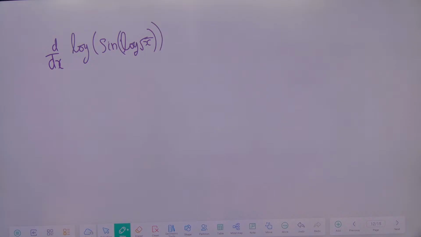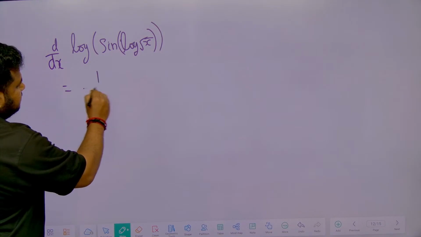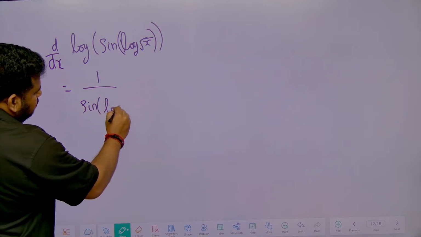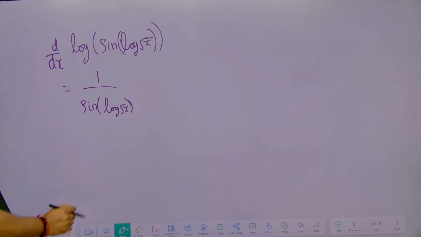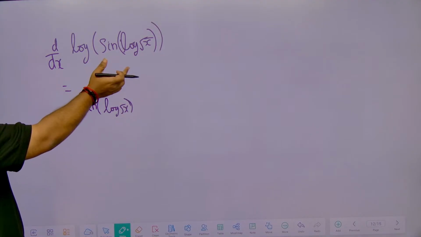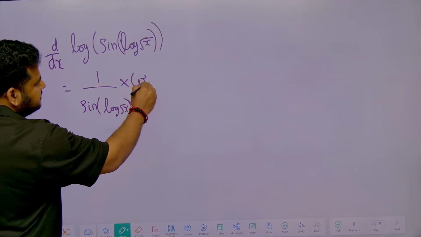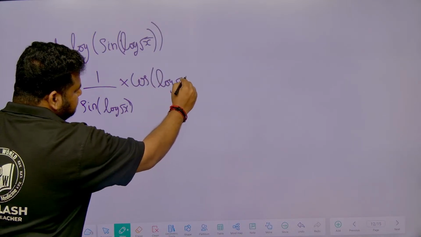So look at this. First what we have to do? Outside function is log. So log of something is 1 by something. So I will write here 1 by sin log root x. Okay, log root x we have. Now we are having sin. Sin of something is cos. So I will write here, dot, into multiplication, cos of what is inside, that something, log root x. Log root x is done.